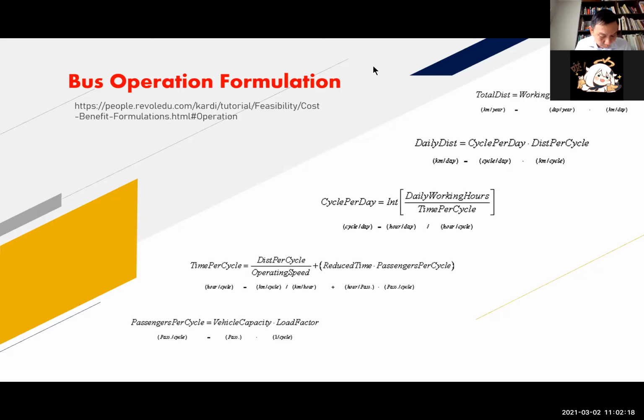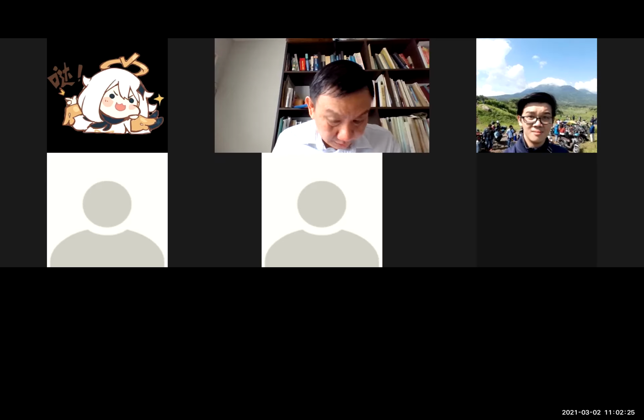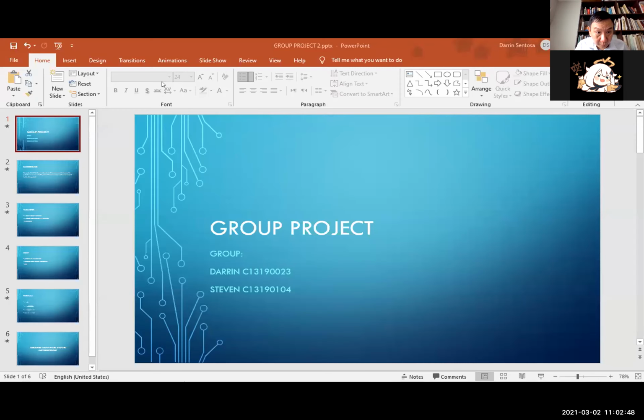After B is H, so holistic. You want to share your slide? Darwin and Stephen, right? Okay, I want to present about my micro project.